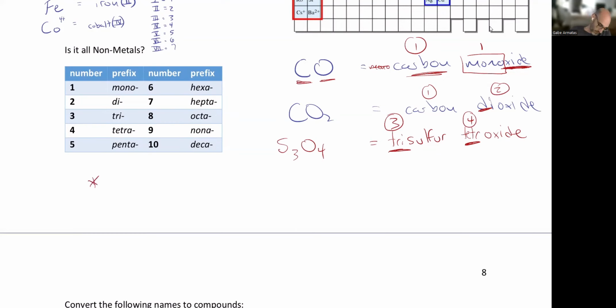We never add mono after the first one. So mono never before first element.